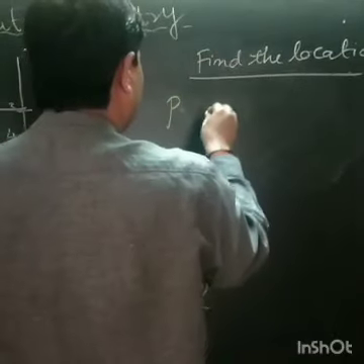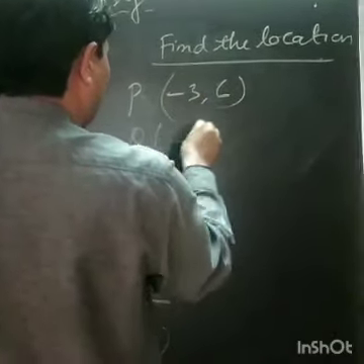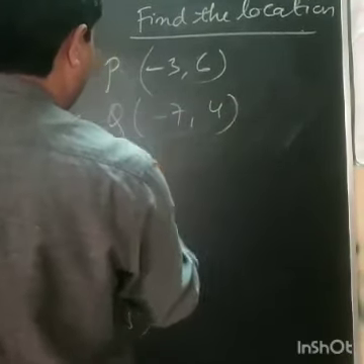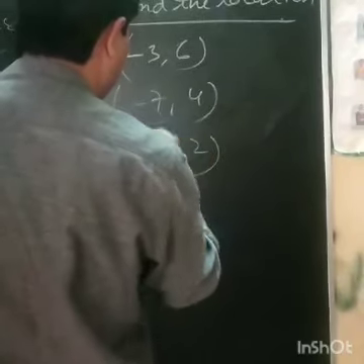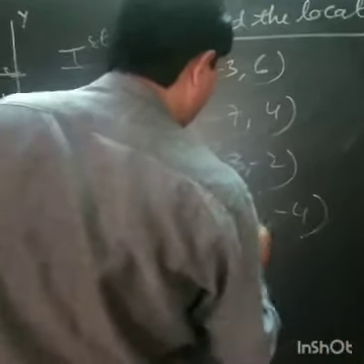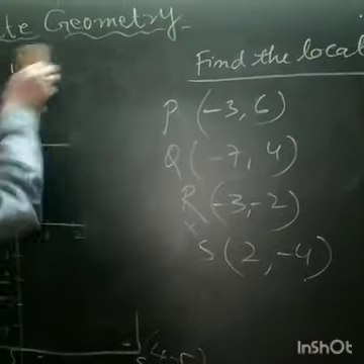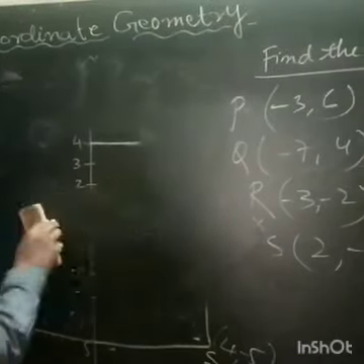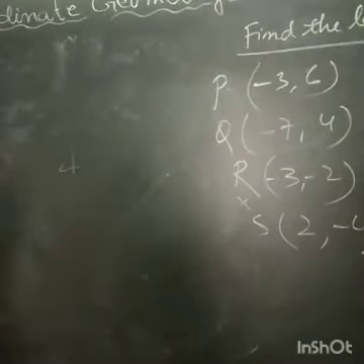Suppose P(-3, 6), Q(-7, 4), R(-3, -2), S(2, -4). So these points you will now locate, and after locating and observing them, you will find their quadrants.